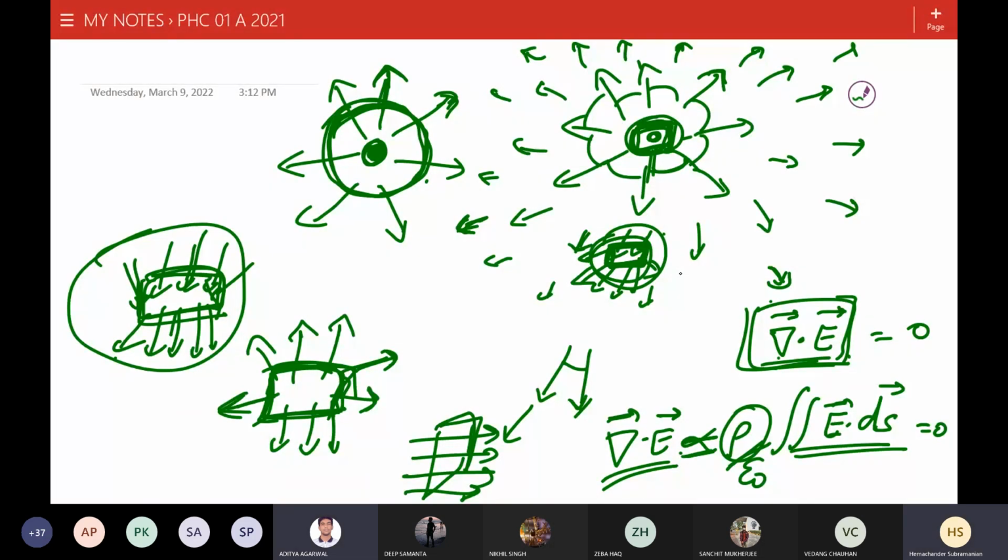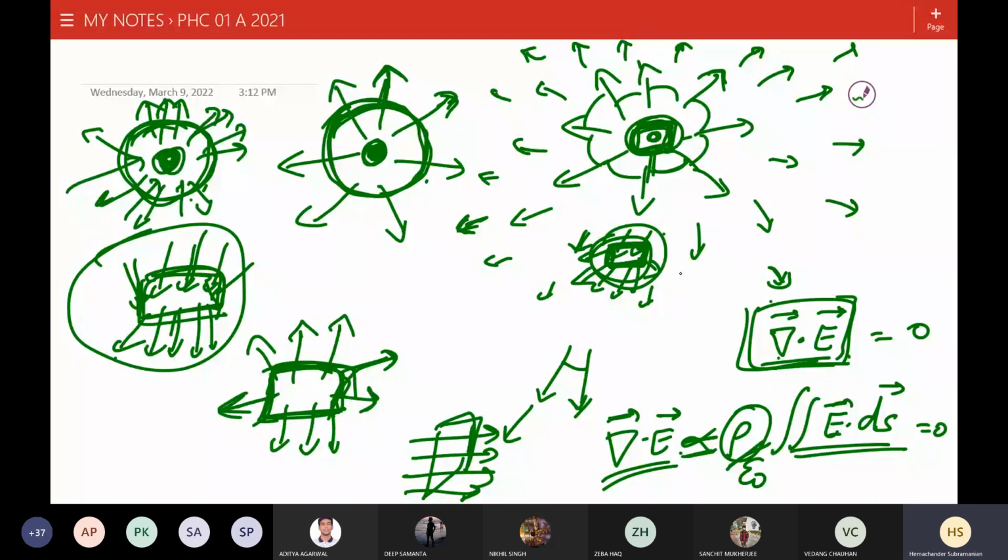Only when you create a surface enclosing a volume, if there is a charge inside that volume, you will have electric field vectors coming out of that surface. Then you will have some divergence. The electric fields are diverging from that point. If there is no charge inside that volume, then the amount of electric field vectors going in equals the amount coming out, so there is no divergence. Divergence means how much electric field is created at that particular point. If the number of electric field vectors going in and coming out are the same, there is no divergence. So divergence is proportional to the charge density.